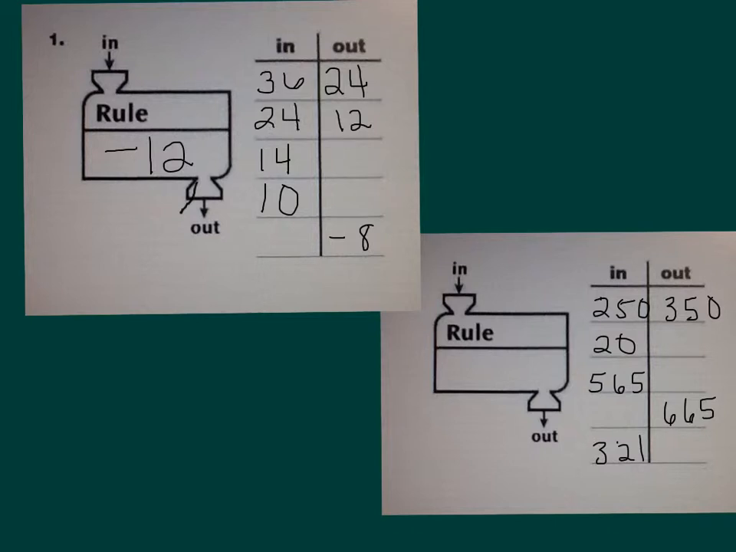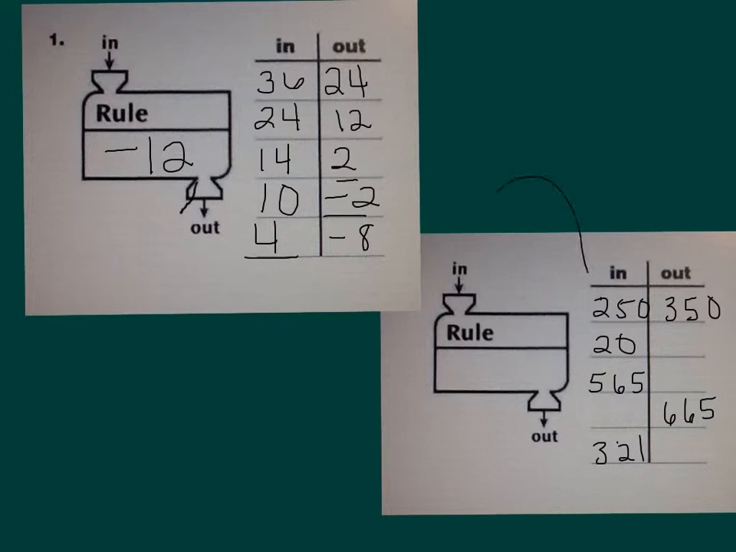Turn and talk to your partner to solve the next 3 spots. So we have 14 minus 12 is 2. 10 minus 12 is negative 2. And now we work backwards. Negative 8 plus 12 is 4.